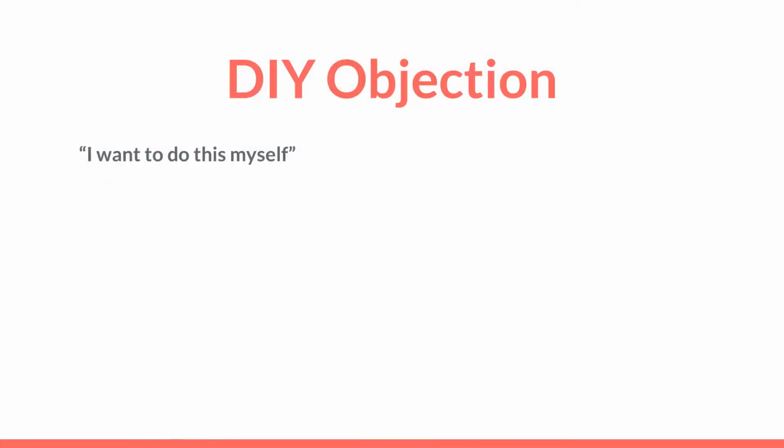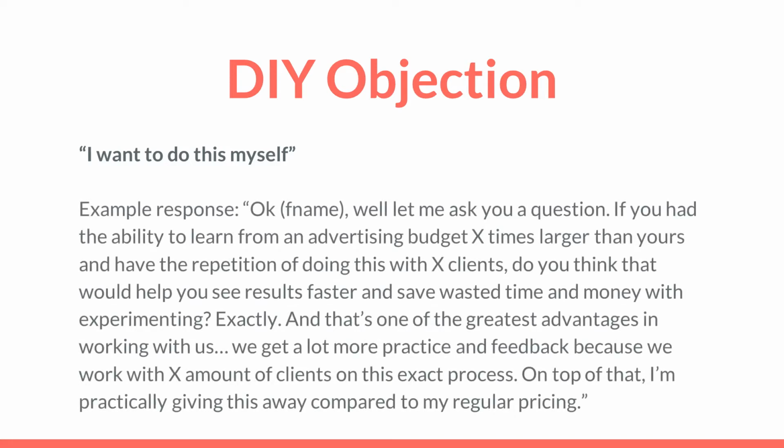All right, another objection that I heard a lot was, "I want to do this myself." An example response could be, "All right, first name, well, let me ask you a question. If you had the ability to learn from an advertising budget that's X times larger," so you could say something like, "I spend over $1 million on Facebook ads running these campaigns, or over $100,000 on these campaigns, and I have the repetition of doing this with 15 different clients. Do you think that would help you see results faster and save wasted time and money with experimenting?"